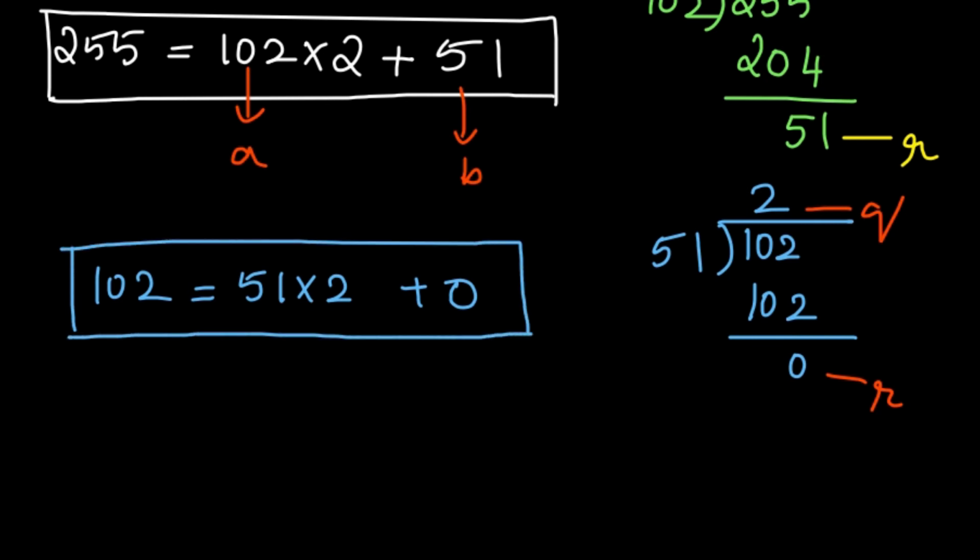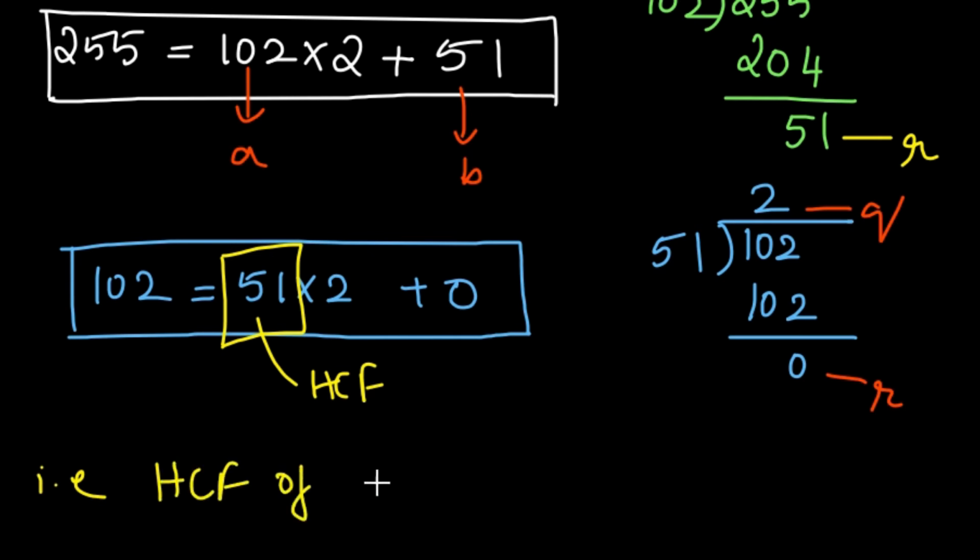Now the remainder is 0, then our HCF will be this number, that is HCF of 867 and 255 is 51.